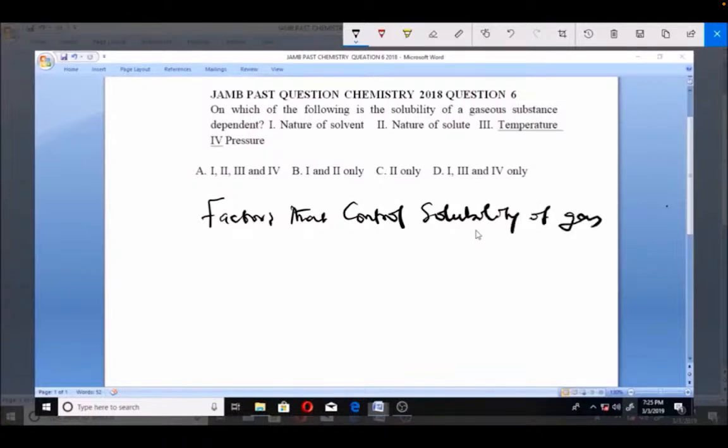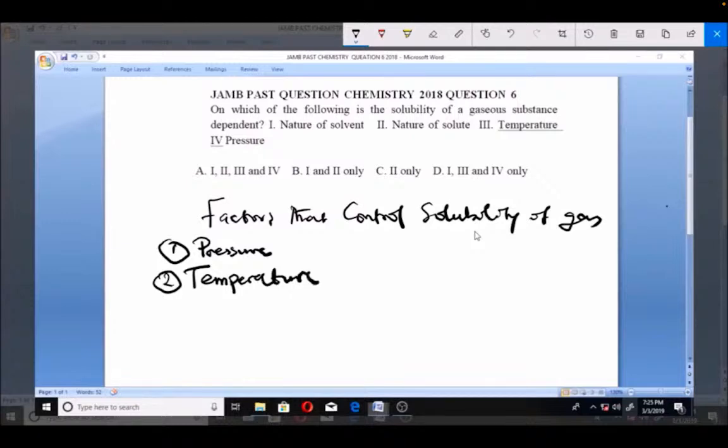Now, when you check through your textbook, you're going to find out that some of these factors are, number one, very importantly for gases, pressure. Pressure is a very important determinant of the solubility of a gas. Then number two, you have temperature. Temperature determines both the solubility of gas and that of solids, very importantly.